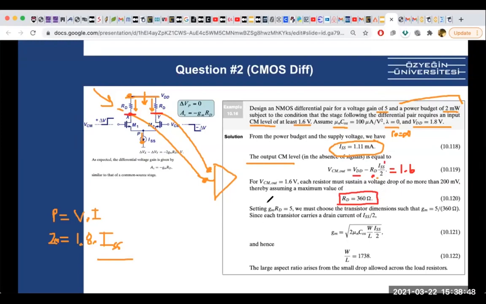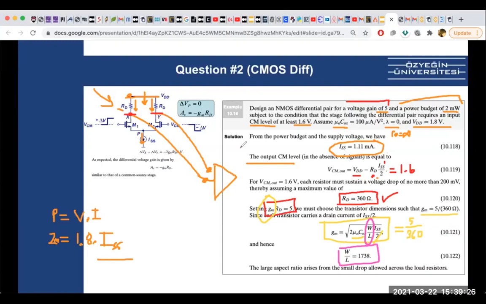And it's easy because we know the gain is GM times RD. It says voltage gain is 5. We found the RD, so the only thing left is GM. So we found the GM, it's 5 over 360. And 5 over 360, we put it here. We know ISS, right? We know mu times COX. The only thing left would be width over length. And now we design it.